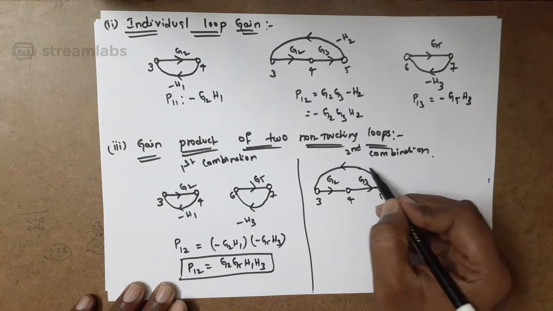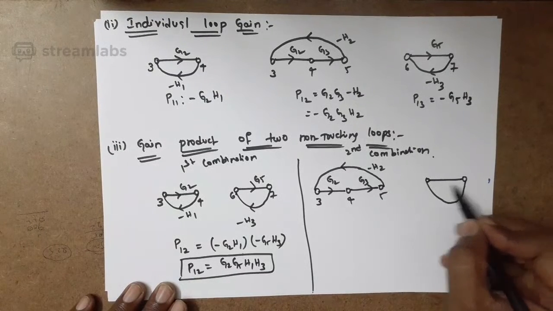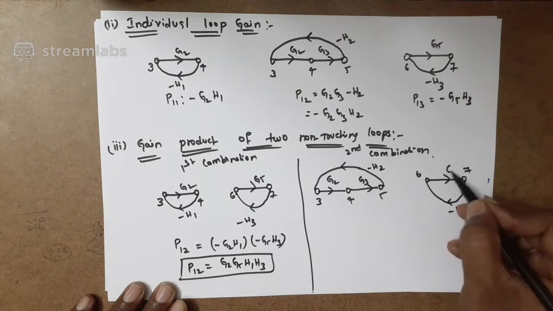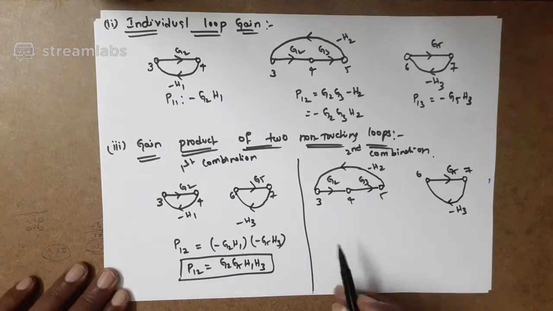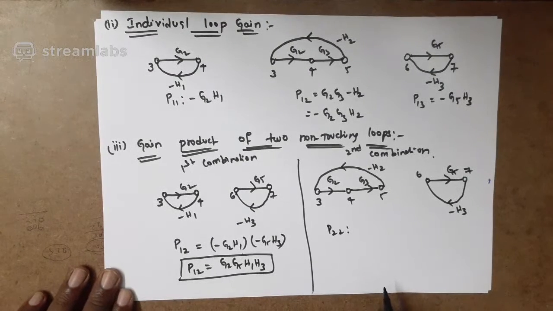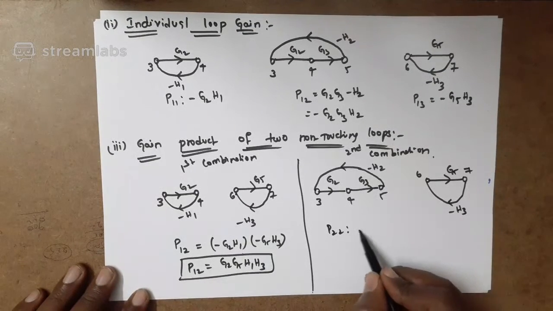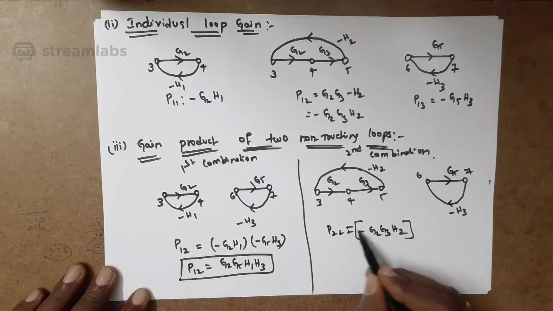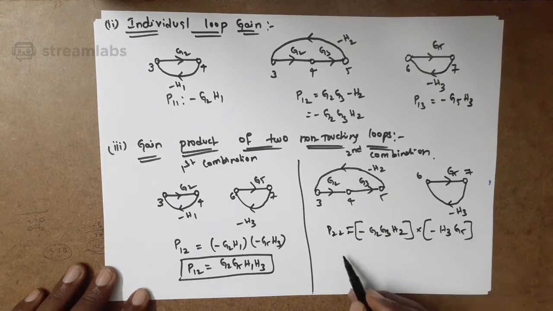G2, G3 minus H2, and another loop is 6, 7 minus H3, G5 combination. This is another combination. Now we are going to find out this. We are going to take this notation as P22. Okay, now see what happens here. Minus G2, G3, H2 into minus H3, G5. Now what happens?